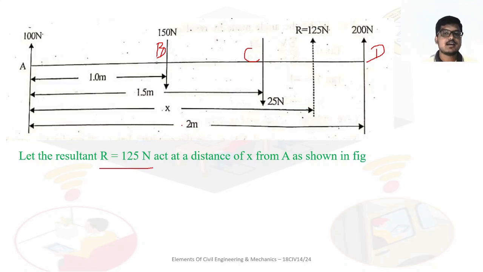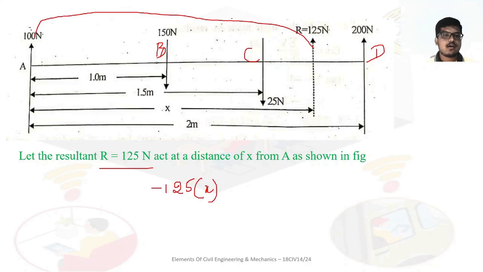Now we apply Varignon's theorem, that is, minus 125 into x. Why minus? Because R is making an anti-clockwise direction about A. So it is minus 125 into x, which is equal to, okay, the 100 Newton about A will not create any moment because its distance is 0.